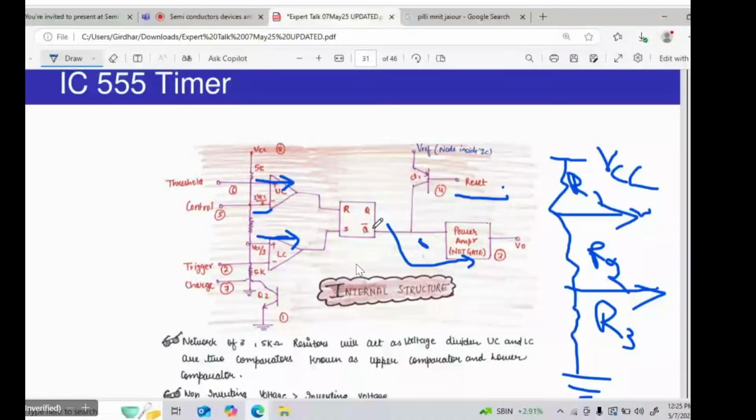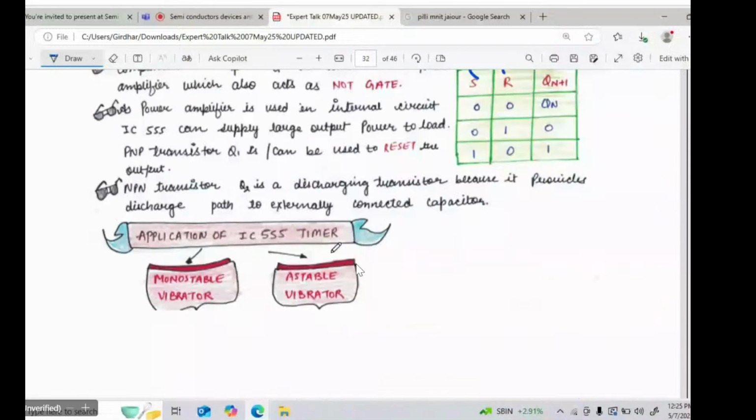Now we come to the applications of the 555 timer IC. These are the monostable multivibrator and the astable multivibrator. So let's start with the monostable multivibrator. We have already discussed the monostable multivibrator. It has only one stable state. To attain the other state, that is the quasi-stable state, you require a trigger. What is the use of the monostable multivibrator using the 555 timer IC? It can be used as a delay circuit.